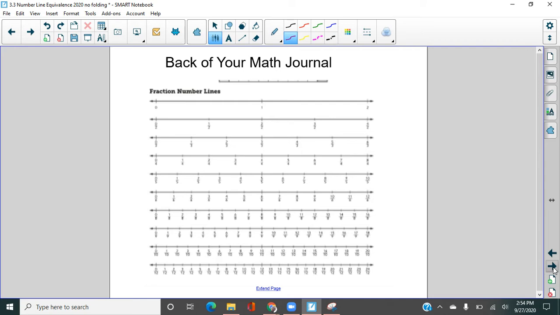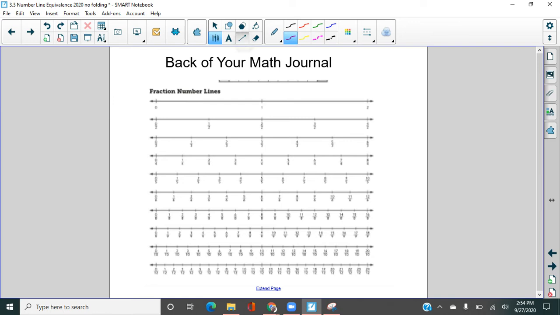If you see this on the inside of the back of your math journal, this is a great tool because what you see here is a number line, and all of these are lined up. So 0 and 1 is here. 1, 2 halves, 3/3, 4/4, 5, 6, 6, 6. See, right? So all of these fractions that are directly beneath the one on top of it are equivalent.